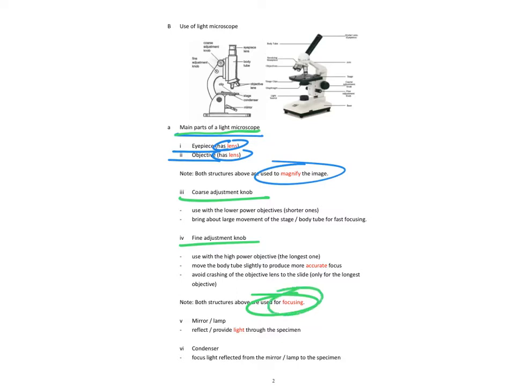When you are focusing on a specimen, you first turn the coarse adjustment knob to bring about a large movement of the stage to make a fast focusing first. After that, you use the fine adjustment knob to make a more accurate focus. What I've just said are the most important parts of the light microscope, responsible for magnifying the image and making an accurate focus. There are other important parts, such as the mirror or the lamp.